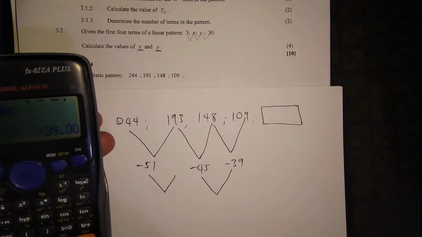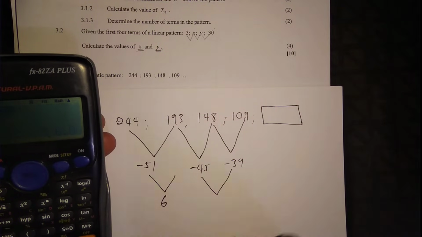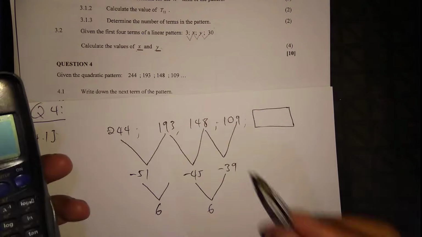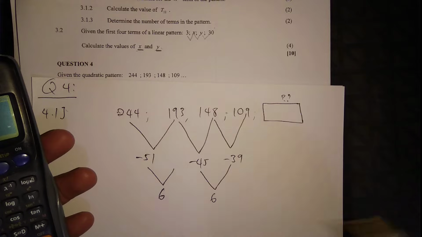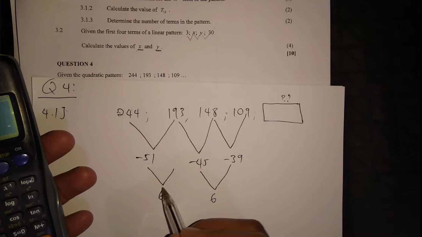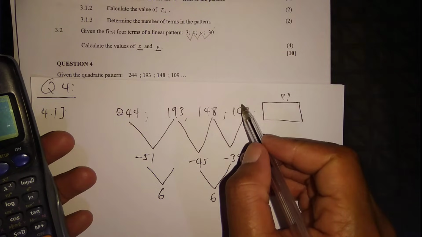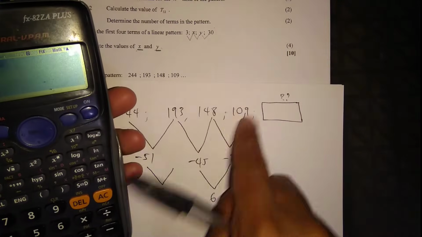Subtract again. Minus 45 minus minus 51 is equal to 6. So the second difference will be 6. Now we want the term that follows 109. In order to get the next term, we add the second difference to the first difference, and the result will give us the following term.